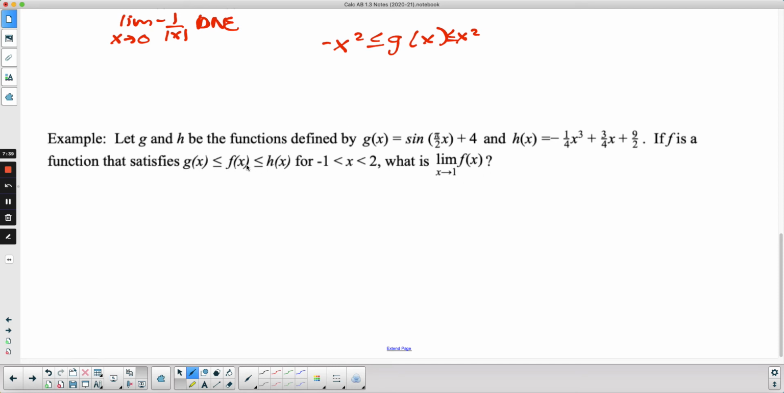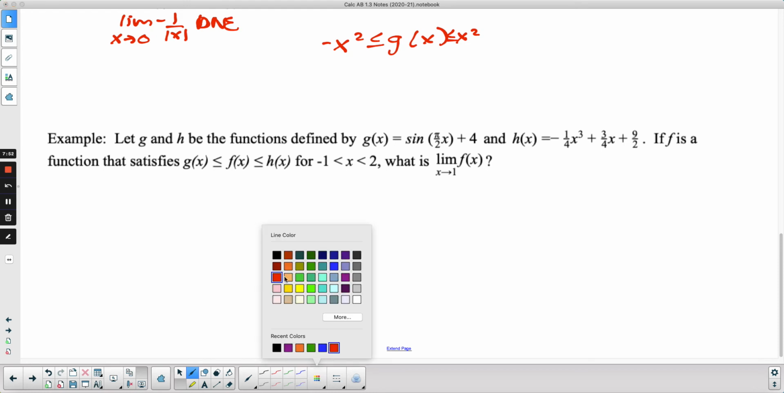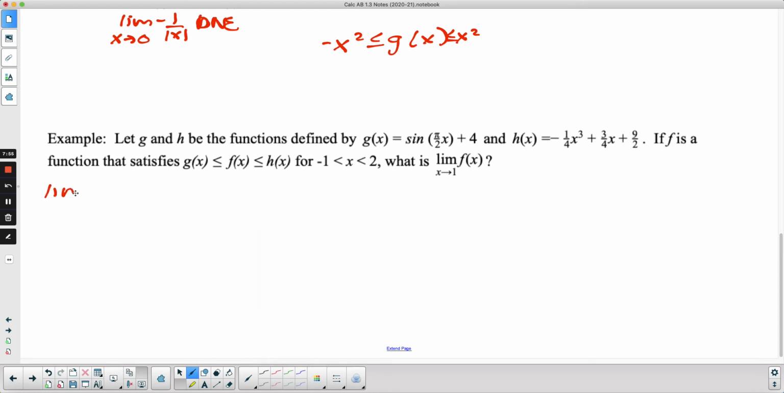Well, in order to figure out the limit as x approaches 1 for the middle function, we have to verify that the limit as x approaches 1 of g of x and the limit of h of x as x approaches 1 is the same. Those two have to be the same. So what we're going to do is the limit as x approaches 1 of g of x, sine of pi over 2x plus 4. And this one we should be able to just use some direct substitution with. So sine of pi over 2 times 1, so just sine of pi over 2 plus 4. Sine of pi over 2, that's going to be up at the top of the circle, is 1. So this is 5.